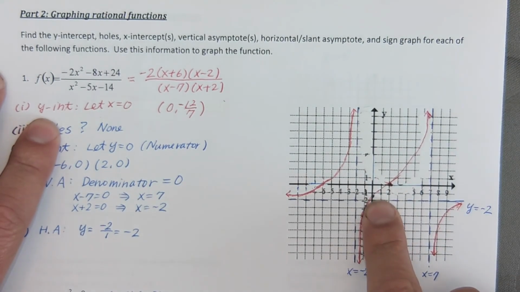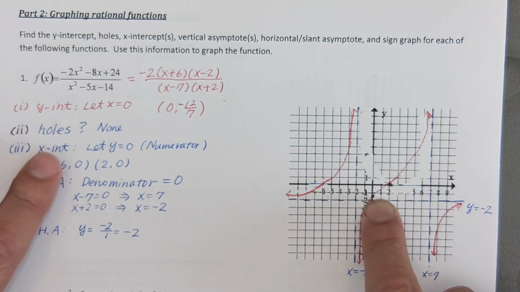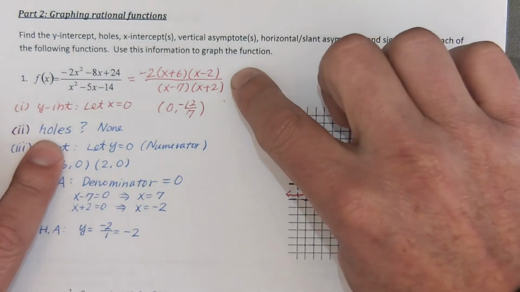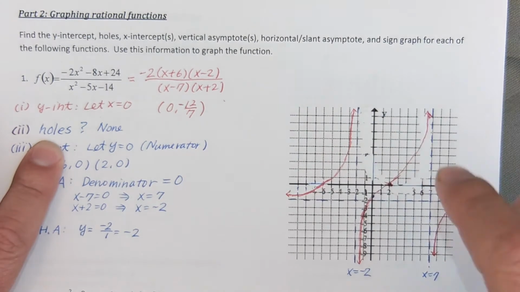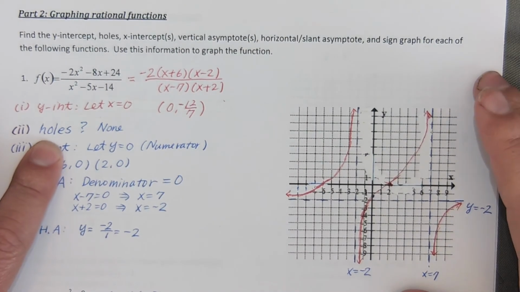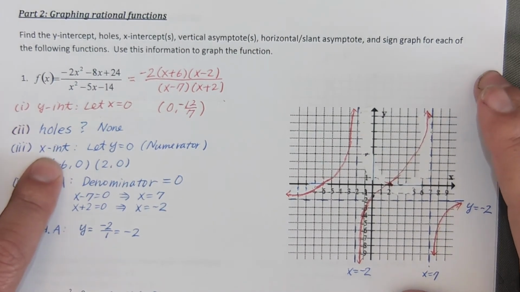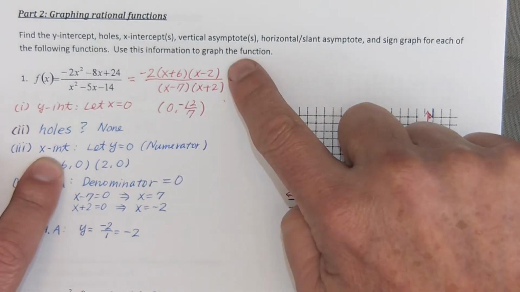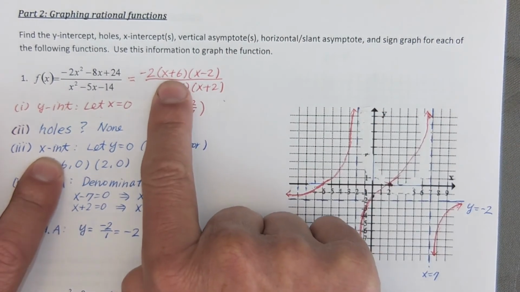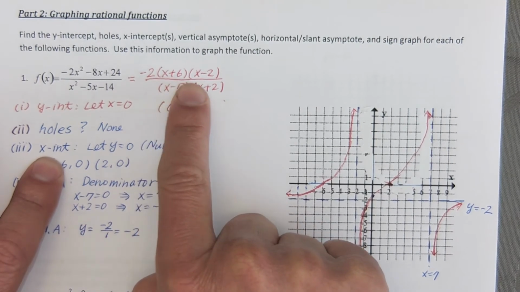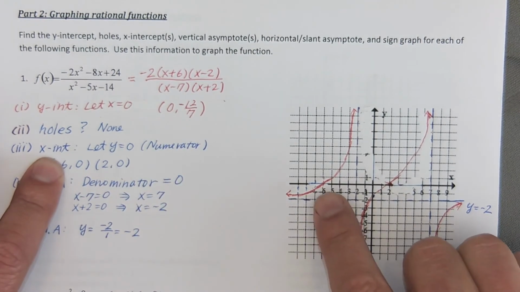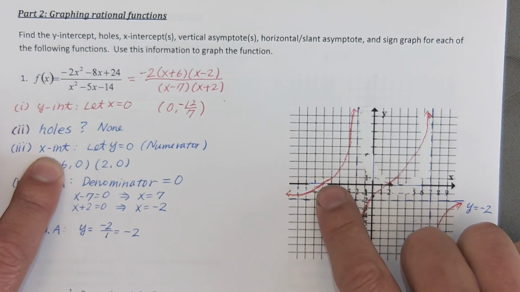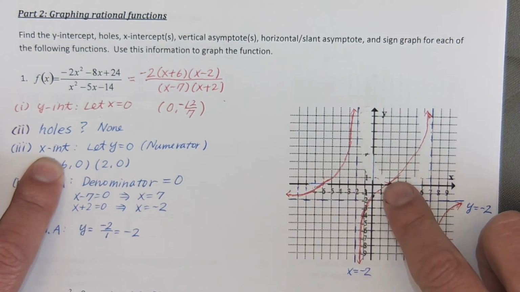So this is where the graph is going to cross the y-axis. So negative 12 over 7 is about there on our graph here. Are there any holes? Well, we factored it out and nothing reduces, so the answer is no. There are no holes in this particular graph. X-intercept, that's basically set the whole thing equal to 0, or where the numerator equals 0. And we can see when the numerator is going to equal 0 at negative 6 and at positive 2. So you can see here at negative 6, it's crossing, and at positive 2, it's crossing.